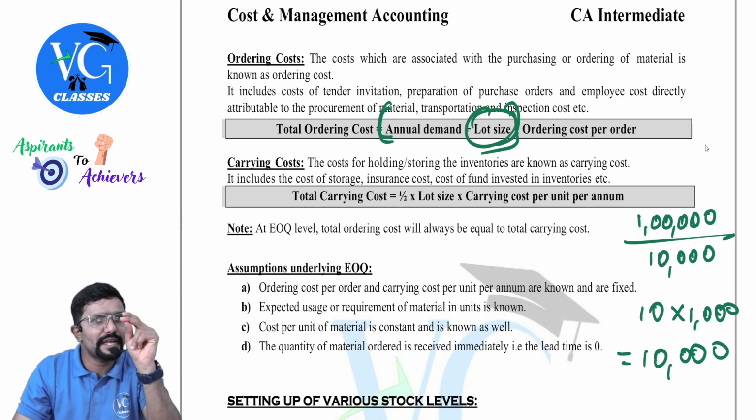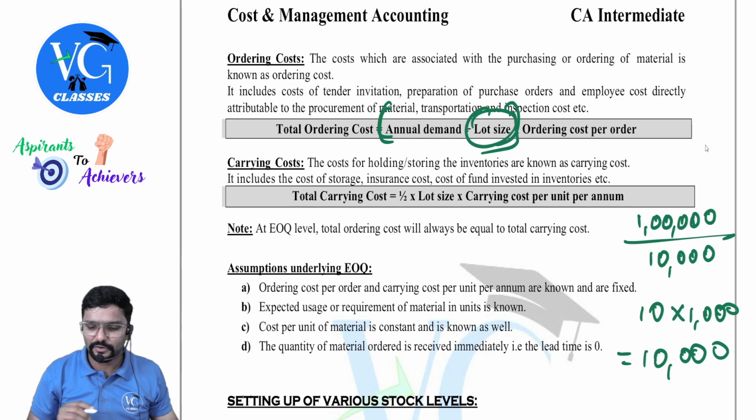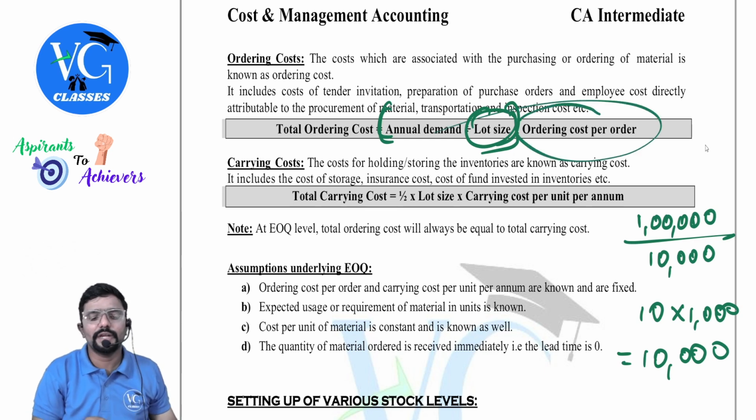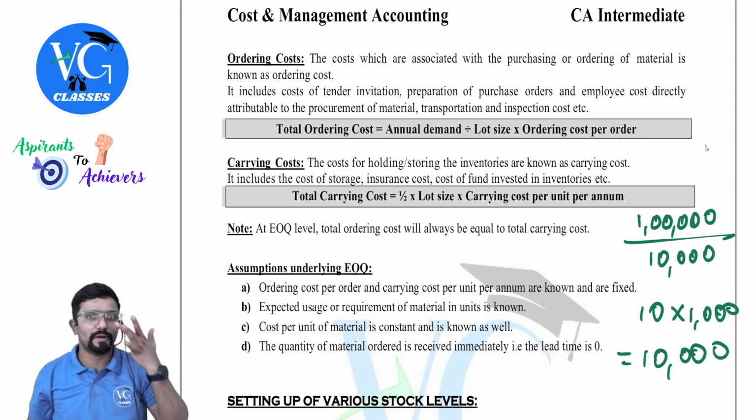I am repeating again and again. If the question is silent, what do you assume? EOQ is the lot size, EOQ is the ROQ. Very good. Then multiply it with the ordering cost per order, guys. You will get the total ordering cost.